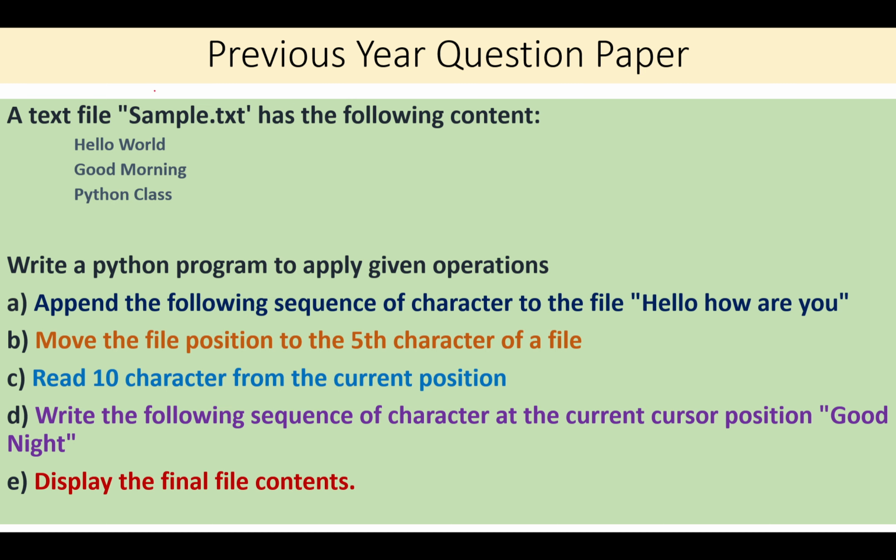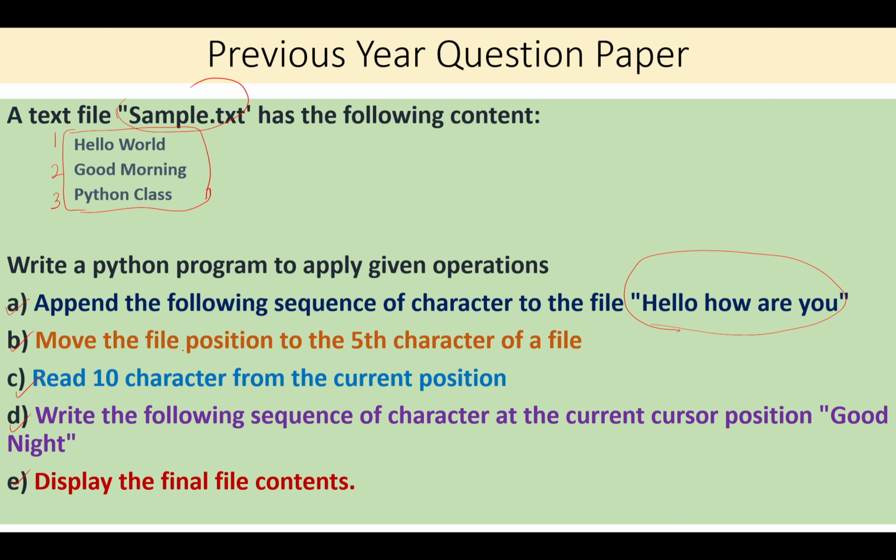Here this is my text file. In this text file I have this content. What is this content actually? Hello world in the first line, in the second line good morning, and in the third line Python type. So here you have to write Python code for all the parts of this question. I'm going to read all these parts. Append the following sequence of characters to a file. So you include this in your file.